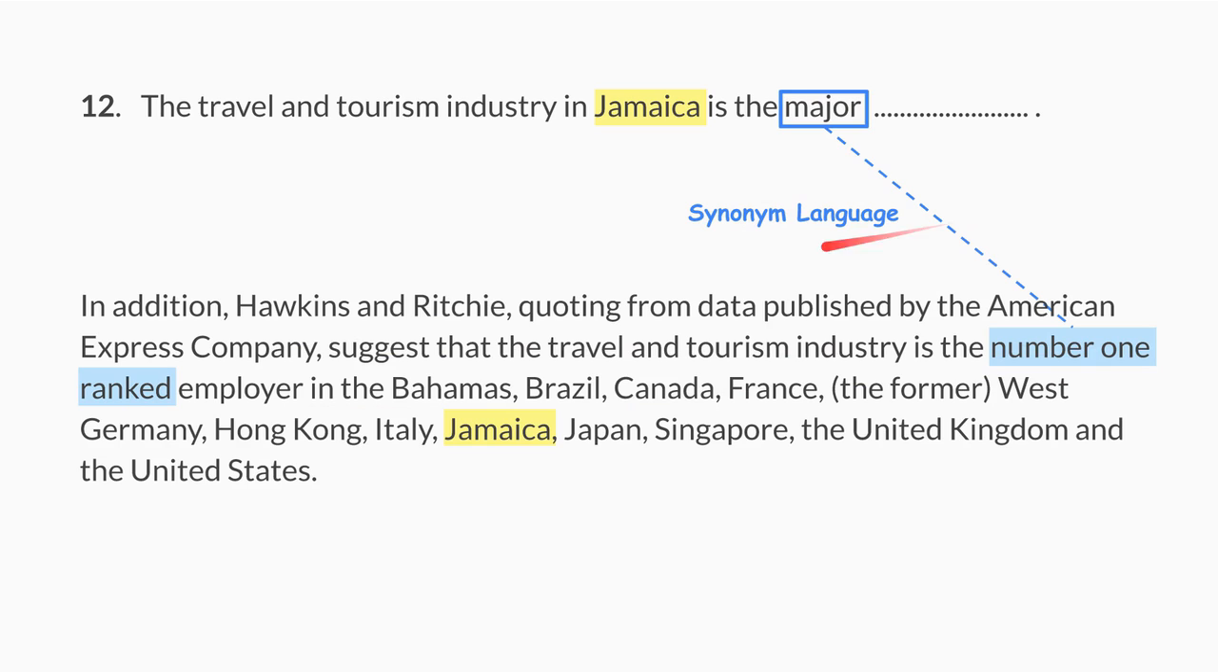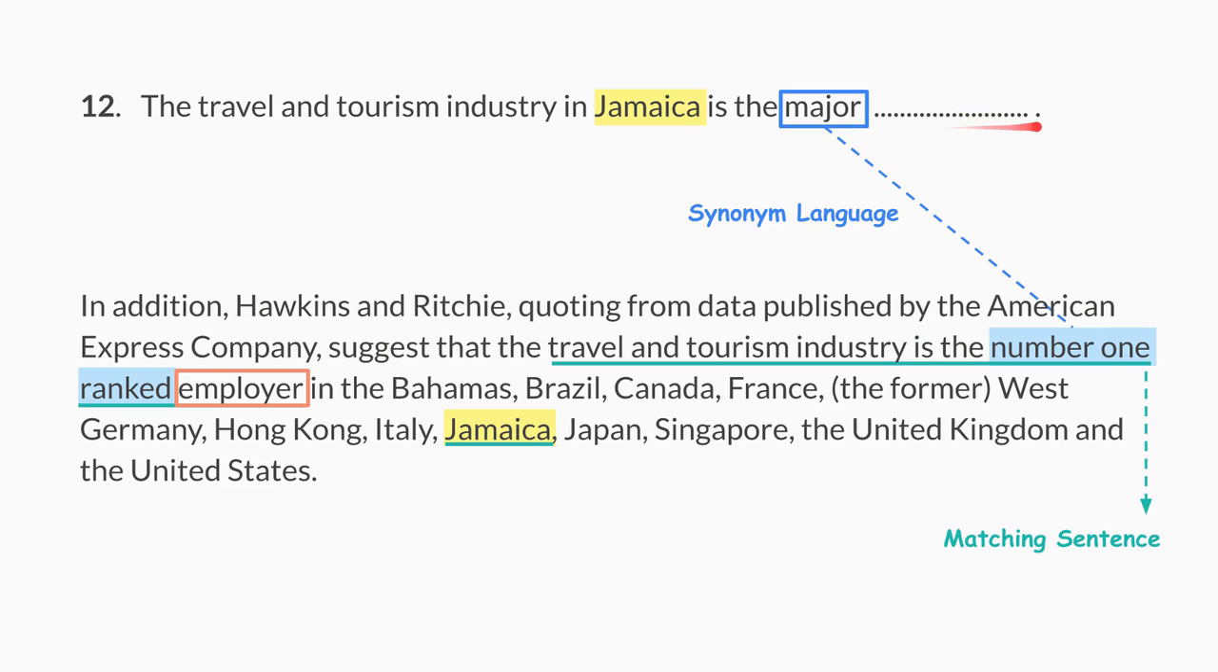So now that we have located our keyword and also our connecting word, now we know our matching sentence. This is our matching sentence. Remember, the matching sentence is the sentence in which you're going to find your answer. So this part is our matching sentence, and we are going to find our answer somewhere in here. Well, turns out our answer is employer. #1 what? Major what? The major employer, the #1 ranked employer.